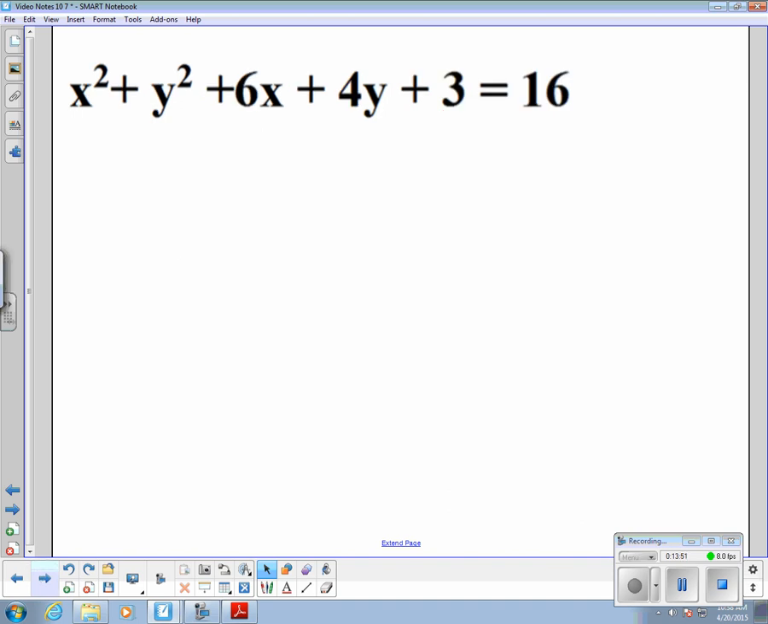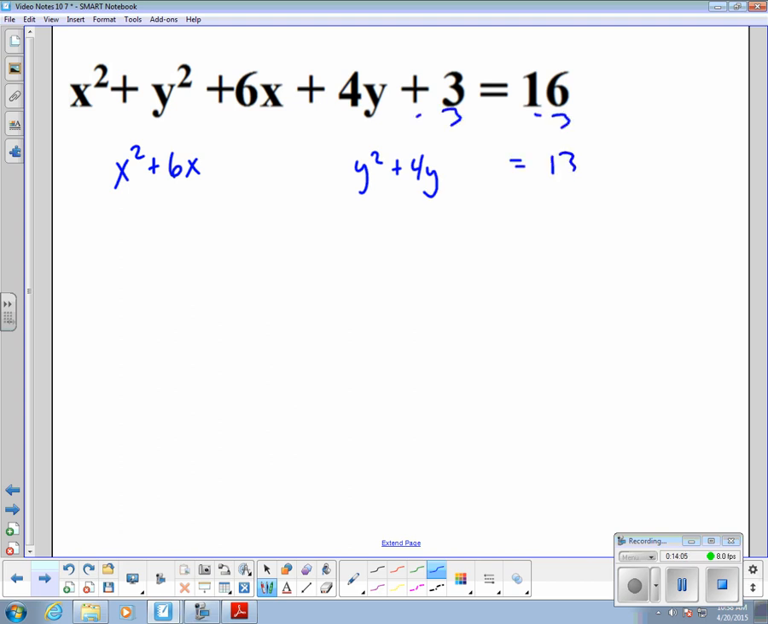Here's the last one. And the other 2 you're going to have to practice on your own. So x² + 6x, y² + 4y equals, and I got to subtract 3 from here, so this is 13. So I get all my numbers on one side, all my variables combined together. So 6 divided by 2 is 3. 3 squared is 9, so I'm going to add 9 and add 9. 4 divided by 2 is 2, and then 2 squared is 4, so plus 4 and plus 4.